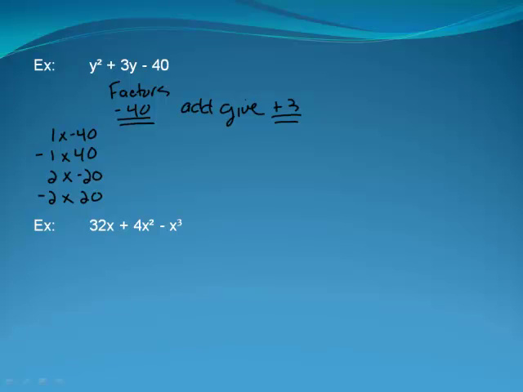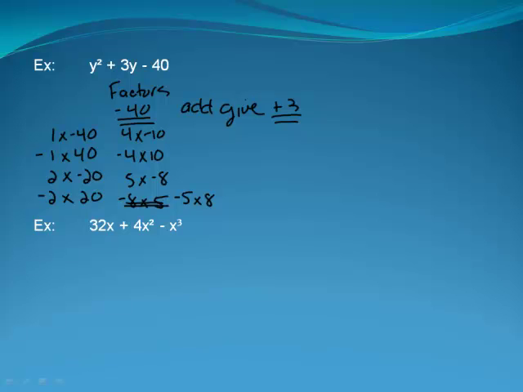We've got, let's see, 4 times negative 10, or negative 4 times positive 10. That gives us negative 40. We've got positive 5 times negative 8, or negative 8 times positive 5. Oh, sorry, that's the same. Let me try that again. 5 times negative 8, or negative 5 times positive 8.